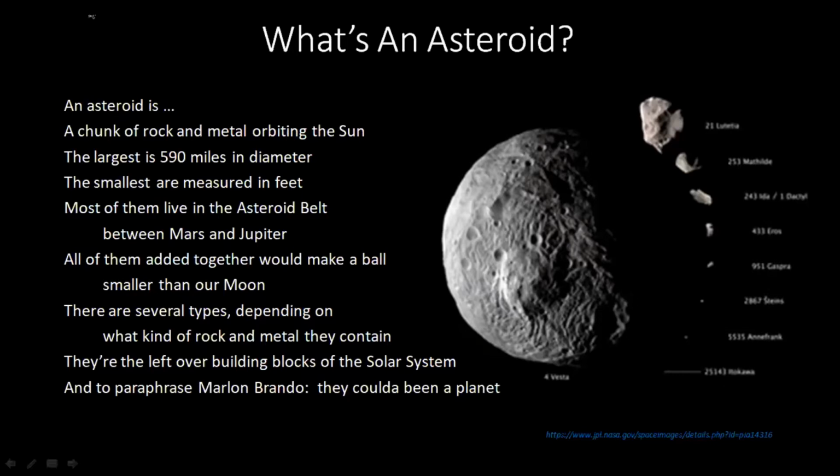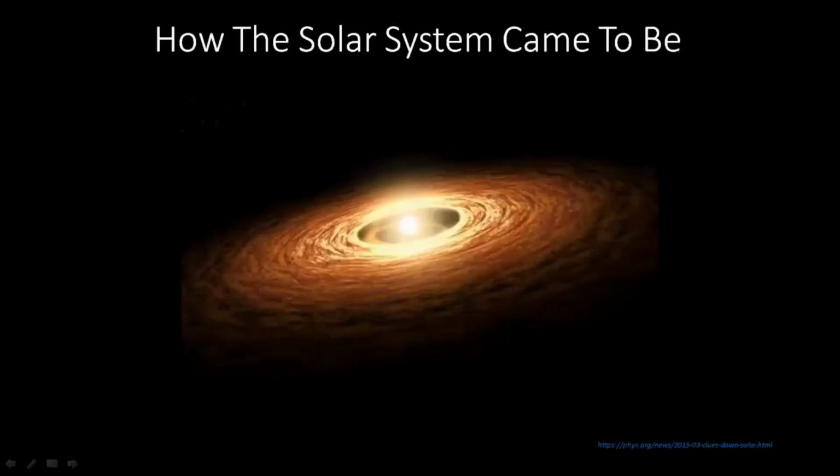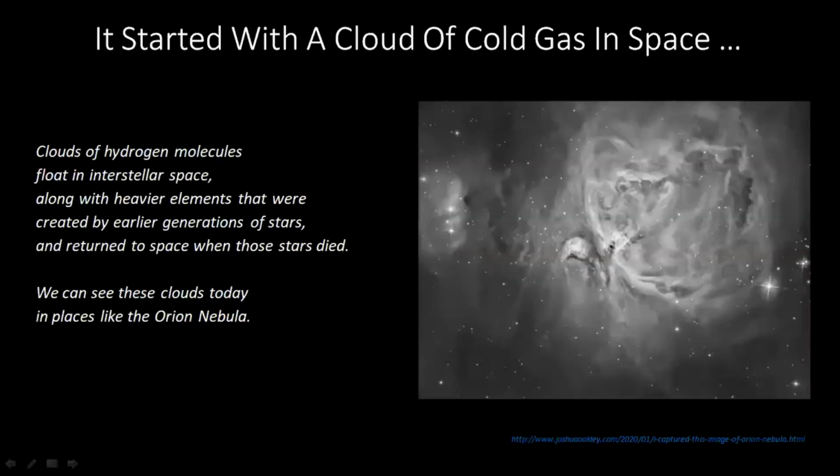But to find out why that is, we're going to have to back up a little bit and talk about how the solar system came to be. So how did that happen? Well, it all started with a cloud of cold gas in space. Hydrogen molecules floating in the space between the stars, mixed in with some heavier elements that were made in earlier generations of stars and went back into the mix when those stars died. We can see places like this today in the Orion Nebula and other stellar nurseries that we find in various parts of the sky.